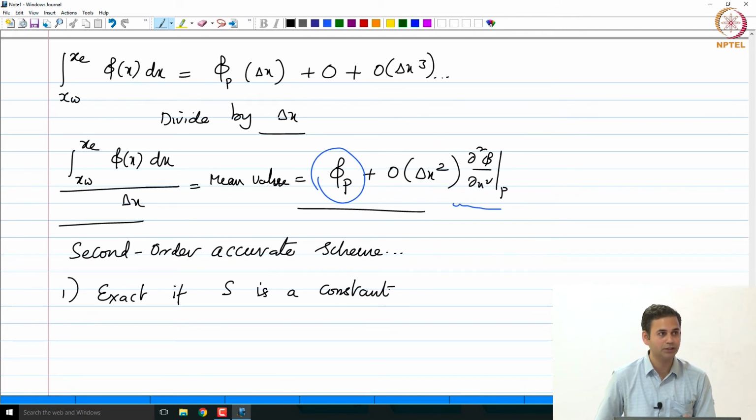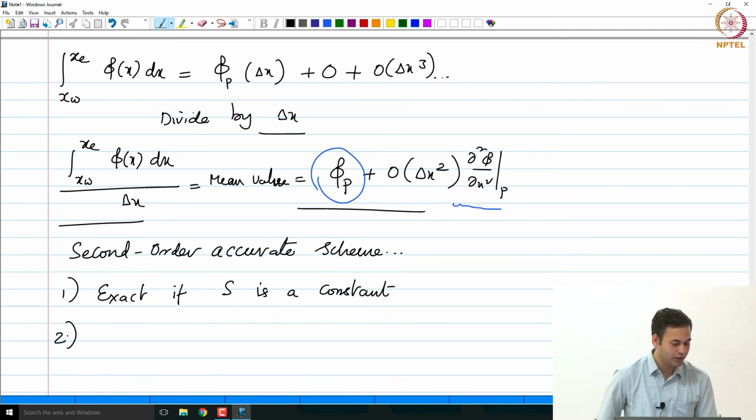If S is constant, dou square phi by dou x square, this will be dou square S by dou x square, that would be 0. As a result, your mean value for the source term would be only the value at the cell centroid, that is exact, because you do not have any more terms surviving. Fine. We are talking about spatial dependency here. Do not get confused with the linearization. Here I have used phi, but this could be either a source term or it could be gamma grad phi, some variable. Do you see that?